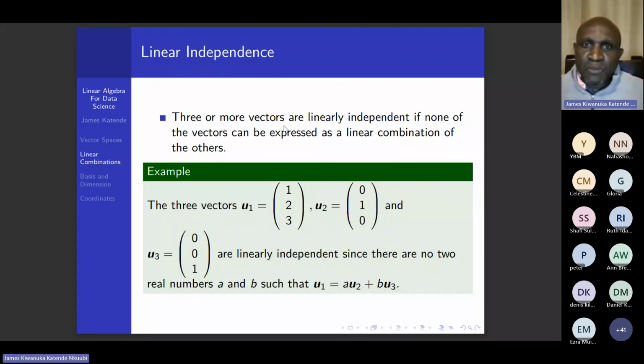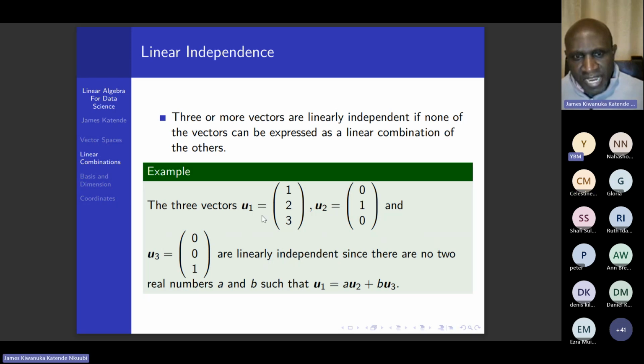So in general, if you have three or more vectors, they'll be linearly independent if none of the vectors can be expressed as a linear combination of the others. So this is a general case. Here's an example with these vectors, U1, U2 and U3. We claim that they are linearly independent.